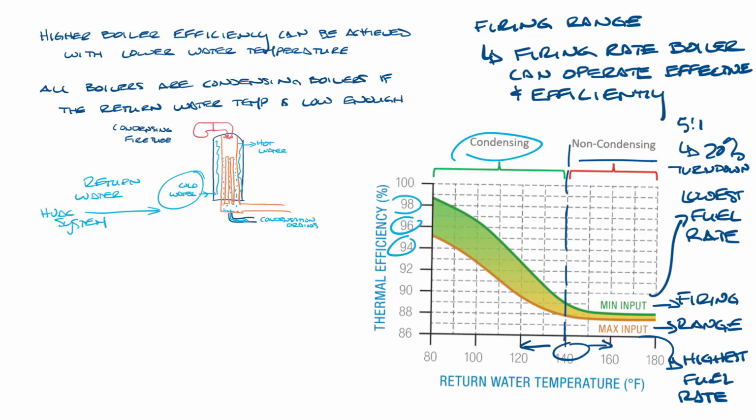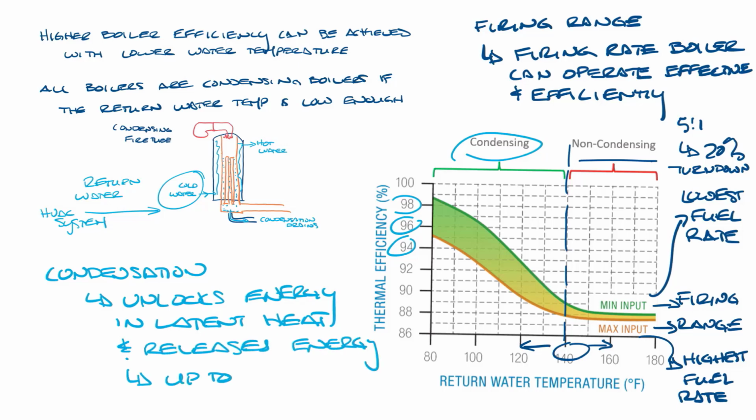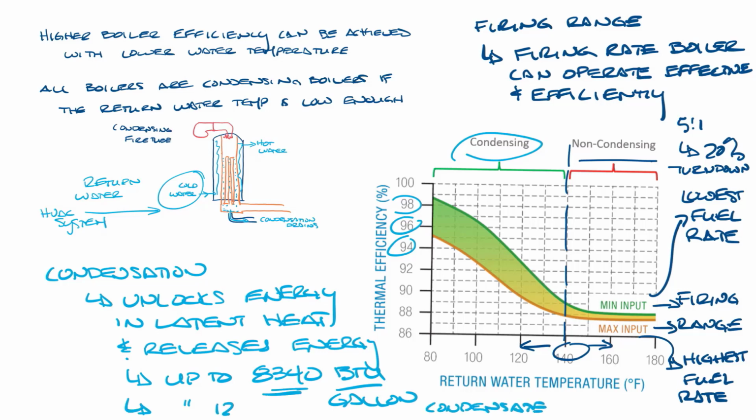So why does our efficiency go up? As the return temperature gets below the dew point, condensation happens. Condensation unlocks the energy in latent heat. When condensate forms, it releases energy, and it releases up to 8340 BTU per gallon of condensate, which can be up to 12% of the original energy cost.